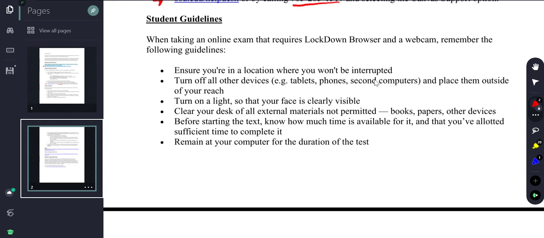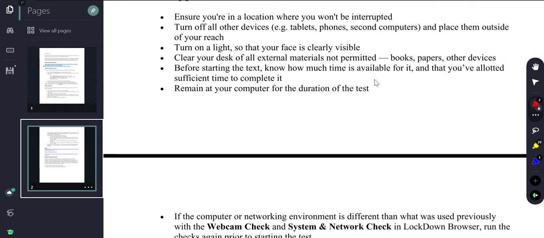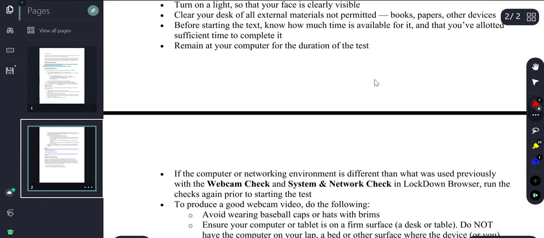Before starting the test, know how much time is available for it and that you've allotted enough time to do it. You'll also need to remain at your computer for the time that you're taking the test.